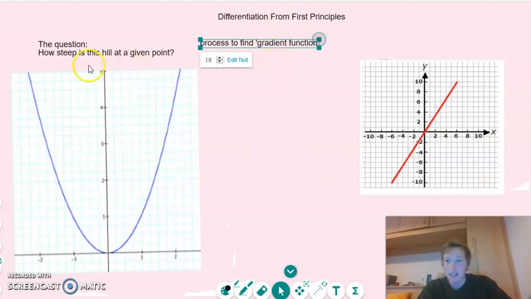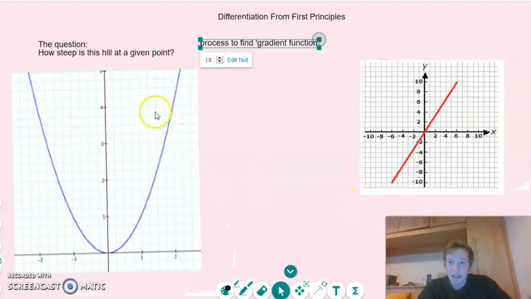So our question is, how steep is a hill at any given point? So we're imagining we're trying to walk up this thing up here, and the question is, is it too steep for us to walk up? So we want to figure out what the gradient is at a given point, say around here, and we want to figure out if it's too steep or not.